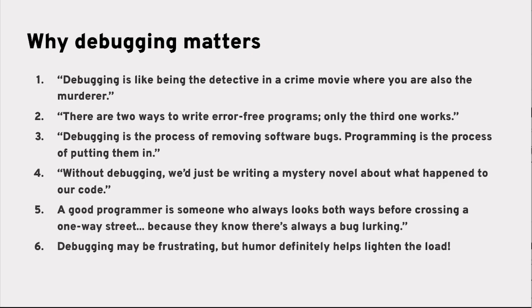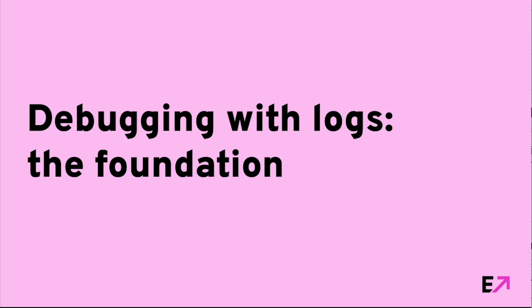So why does debugging actually matter? Efficient debugging can save development time, prevent downtime, and ensure a better user experience. On a platform like Platform.sh or Upsun, where multiple services and components are in play, having the right sort of tools is key to understanding and resolving issues.